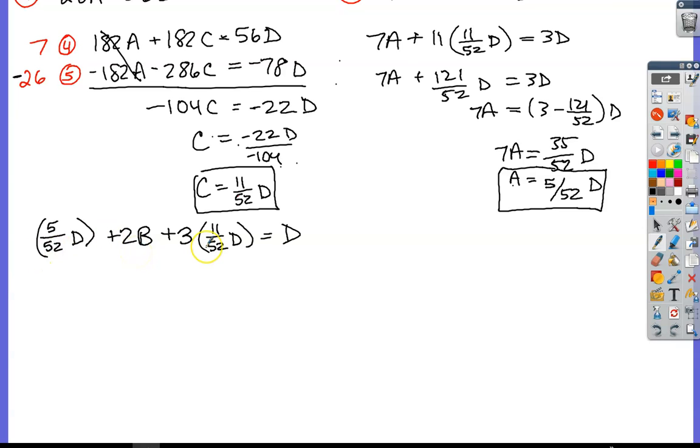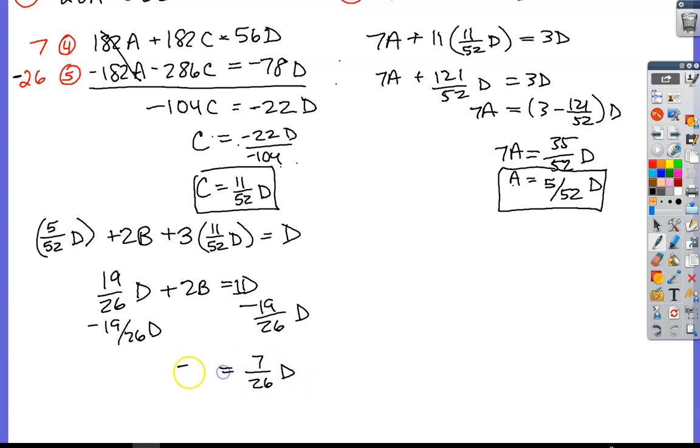So I'm going to put these two guys together. So I'm going to do 5 over 52 plus 3 times 11 over 52. And so on this side, let's see, my like terms actually ends up reducing to 19 over 26 because the 52s must have reduced, plus 2b equals d. I'm going to subtract this from both sides. Remember, this is a 1, so I'm going to do 1 minus that. So I get 7 over 26d equals 2b. And then my final step would be divide by 2, which would put it back over 52, which I kind of expected would happen.